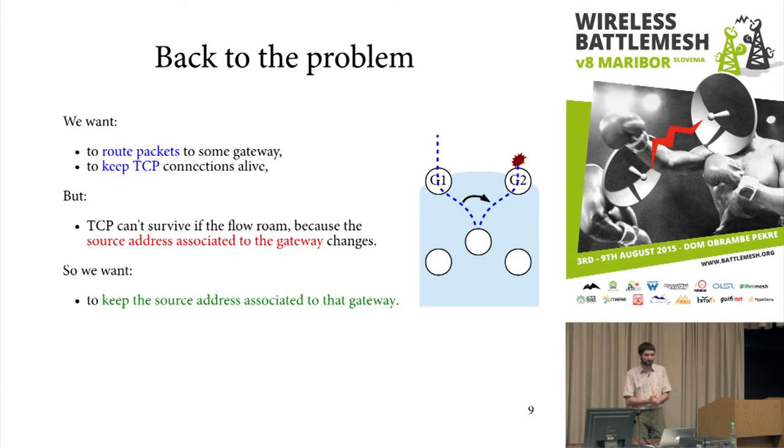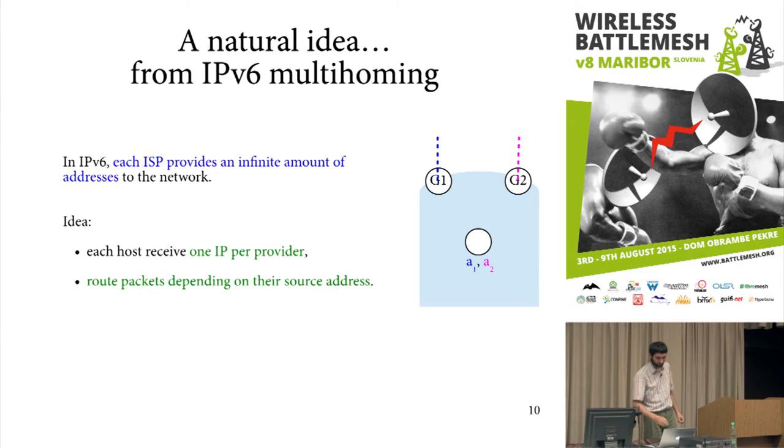So now what is really the problem? The problem is that we want to route packets to some gateways, but we want to keep TCP connections alive. However, the source address is associated to some gateway. And so the basic idea will be, okay, since we want to send packets to some gateway depending on the source, we want to route packets depending on the source.